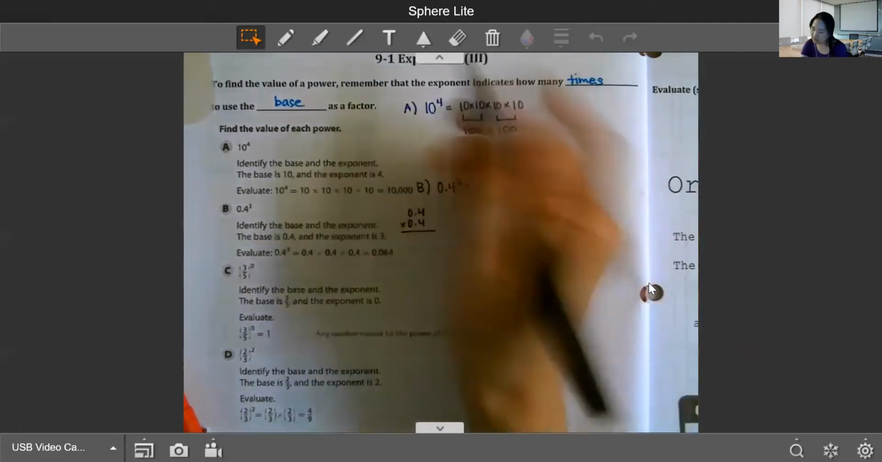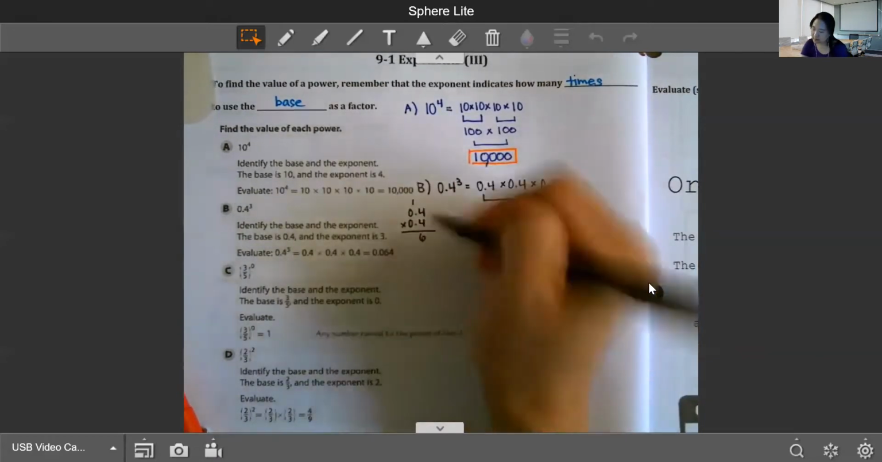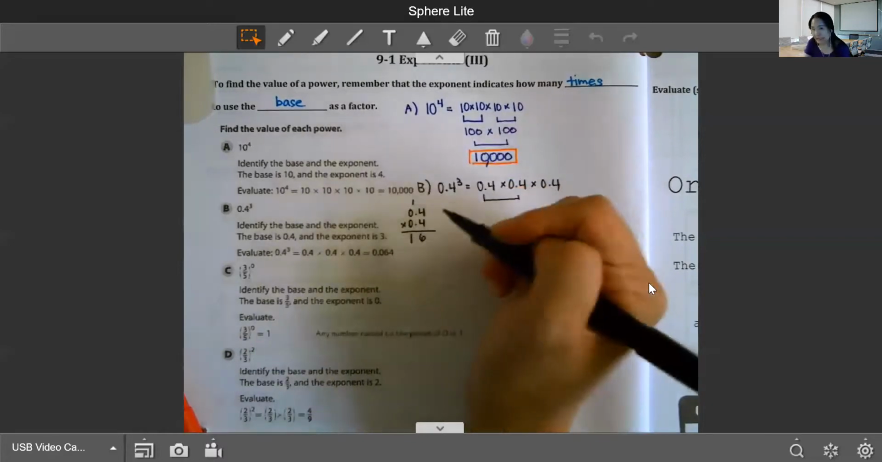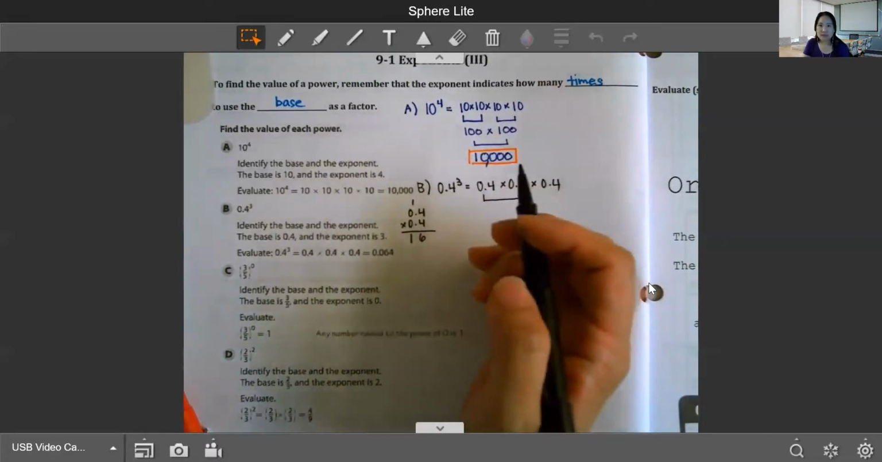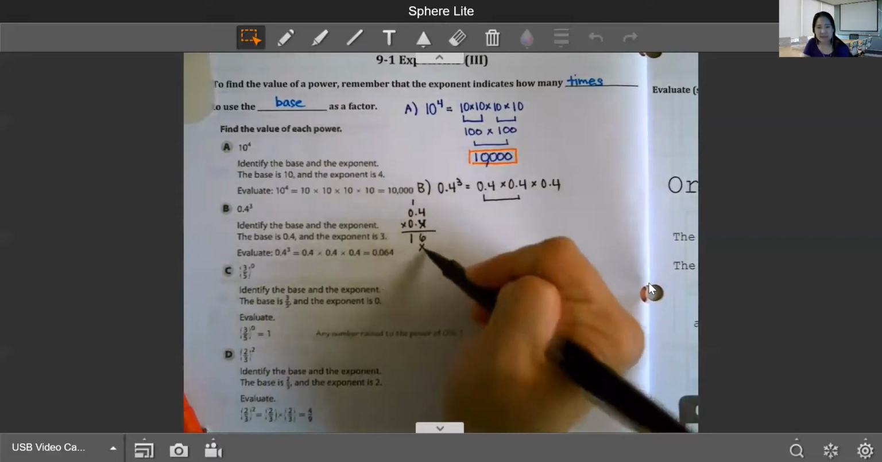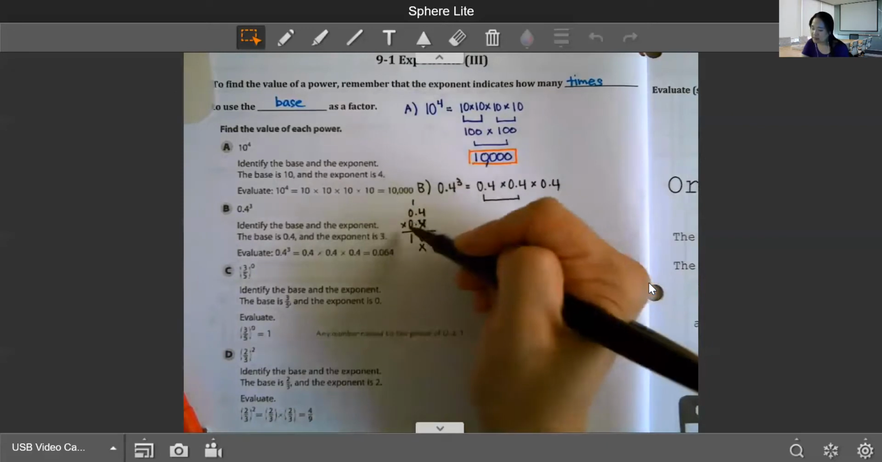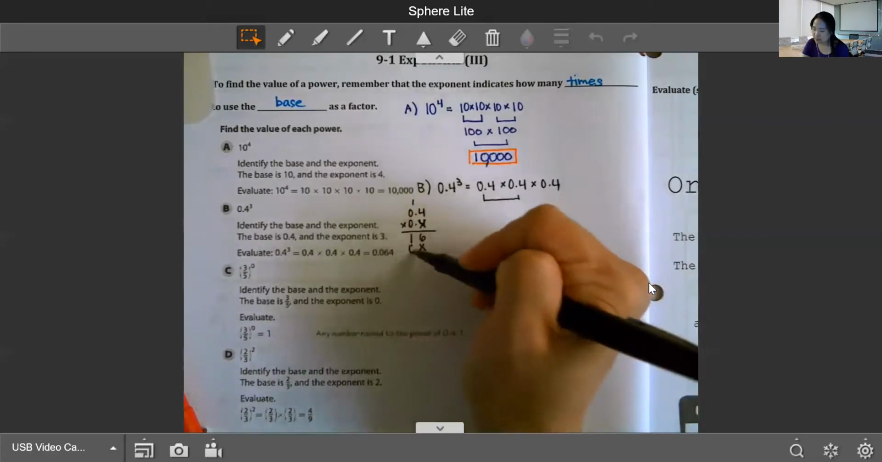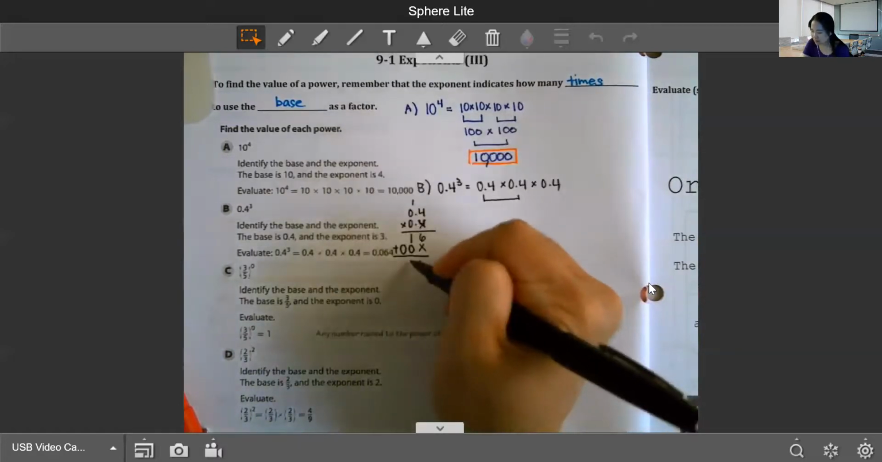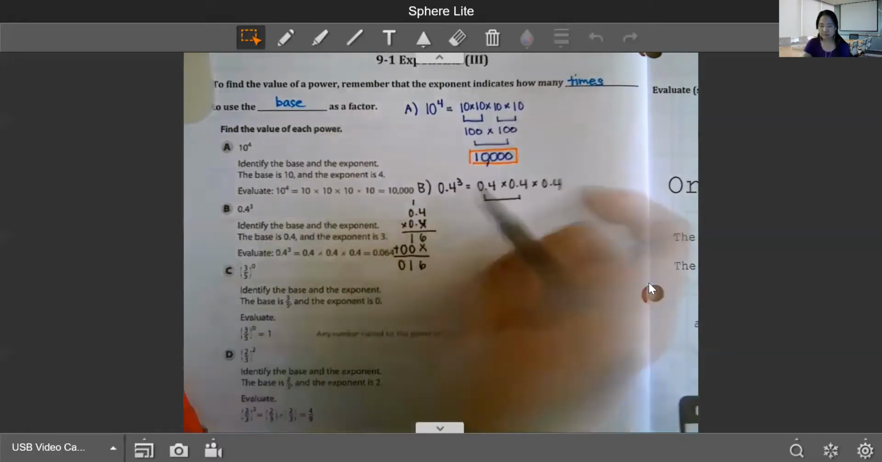4 times 4 is 16. 4 times 0 is 0 plus 1, so 1. A lot of students put a 0 for the placeholder. I personally like to X out, but it's up to you. And then 0 times 4 is 0. 0 times 0 is 0. Add them up. 6, 1, 0.